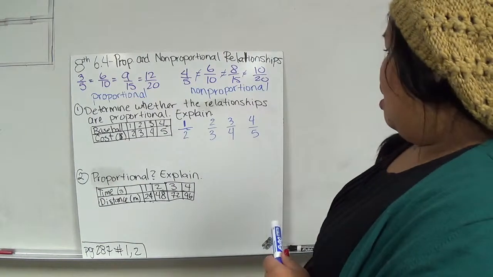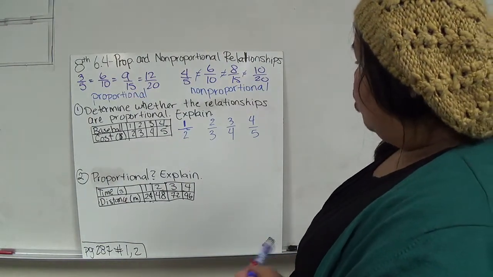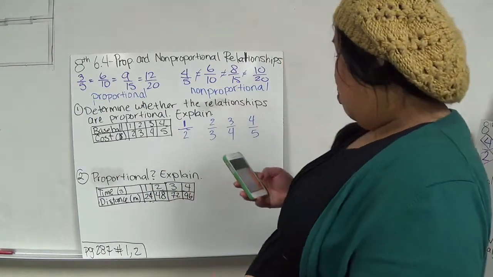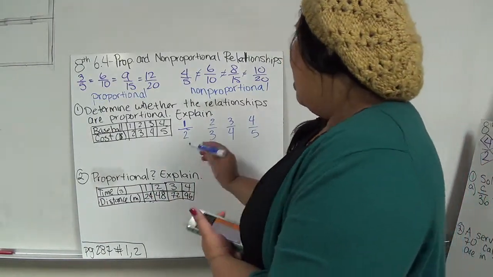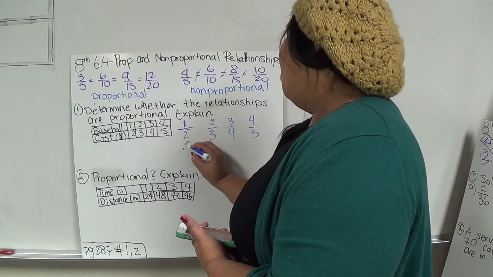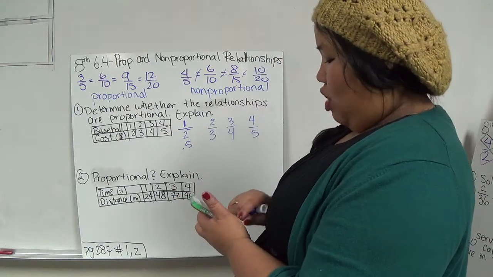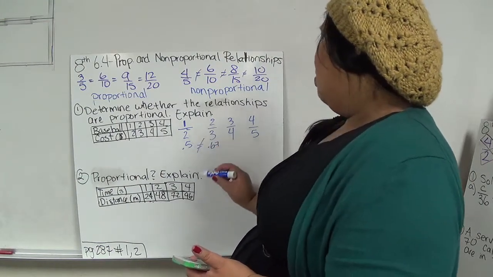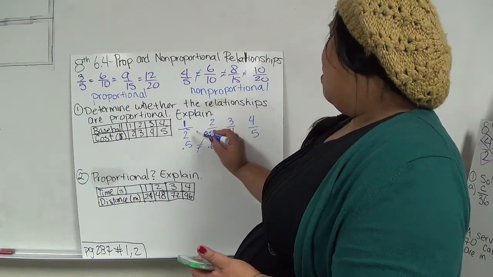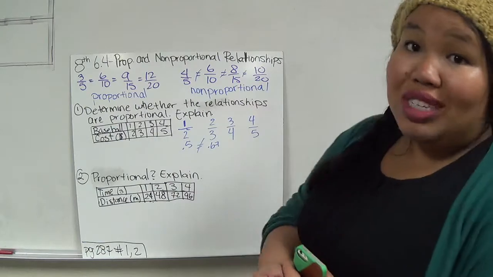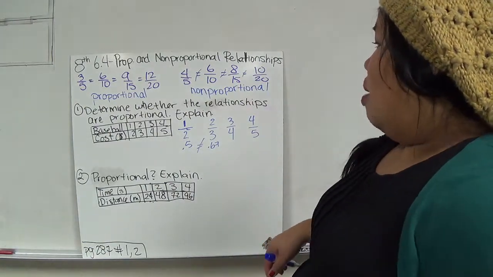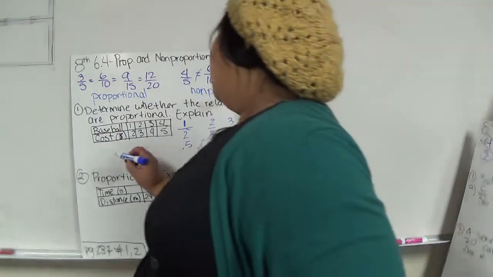Can I reduce these? Well, let's say I'm not even sure. I do know that 1/2 is 1 divided by 2, which is the value of 0.5. 2 divided by 3 is the value of 0.67. So these automatically don't equal each other. As long as one is not equal, it doesn't matter if the rest are. As long as there's one that's not the same value, this is not proportional.